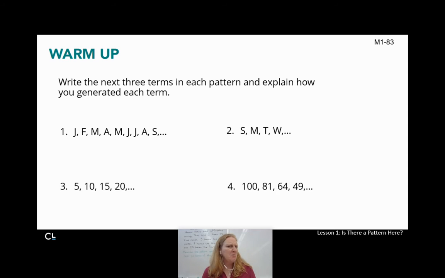Just to get your brain jump-started and going, I would like you to take a look at our warm-ups here on page 83, 1-83. I'd like you to do two things. First, write the next three terms in the pattern. Then explain how you generated each term. So how'd you get those terms? Go ahead and hit pause to try these out and hit play when you're ready to check your work.